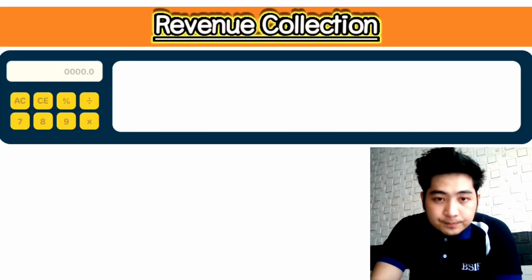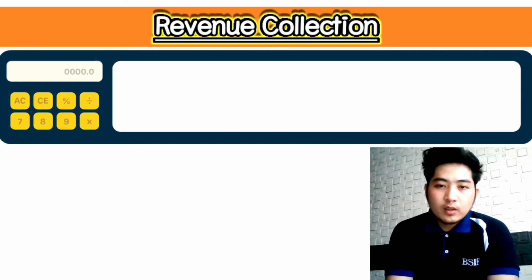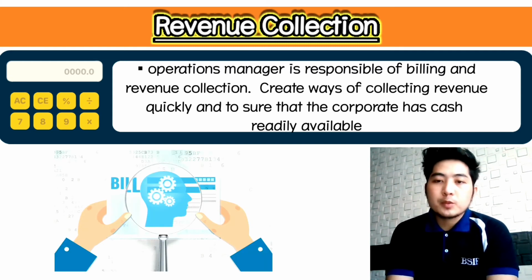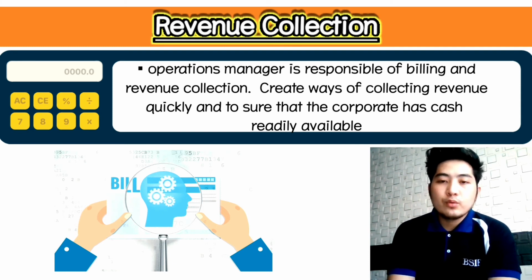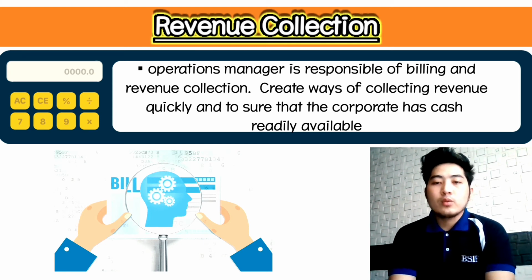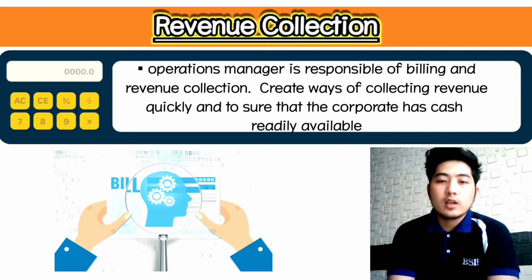And third, revenue collection. The operation manager is responsible for billing and revenue collection. By analyzing revenue collection procedures, the operation manager can create ways of collecting revenue quickly to make sure the company has cash readily available. And lastly is training.